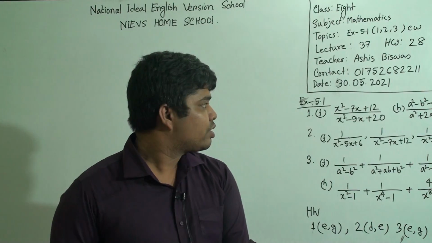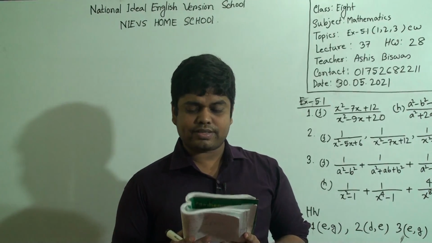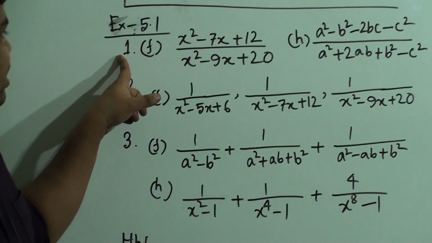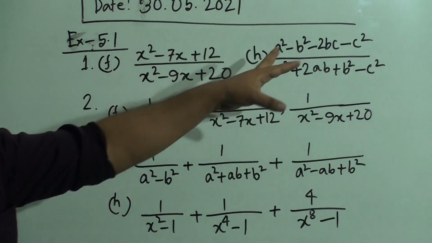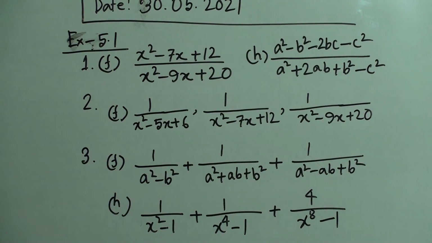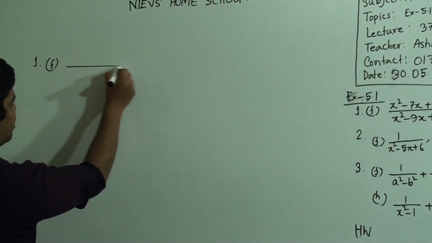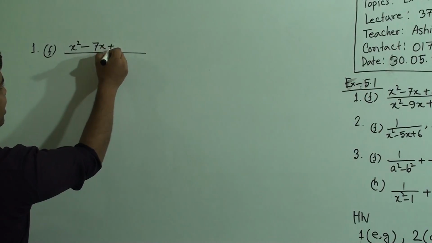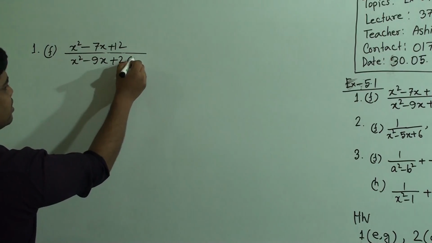So question number 1 is: express the following fraction in the lowest form. My dear student, please notice here I have already written these two questions. Question number f and a's of 1. We want to convert this fraction into lowest term. So we shall solve first number 1 and f. The fraction is x square minus 7x plus 12 over x square minus 9x plus 20.